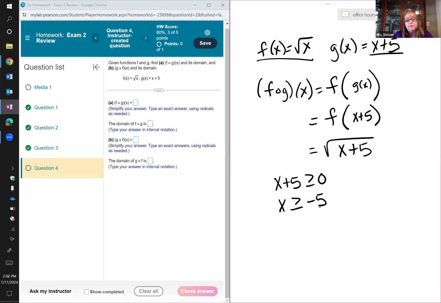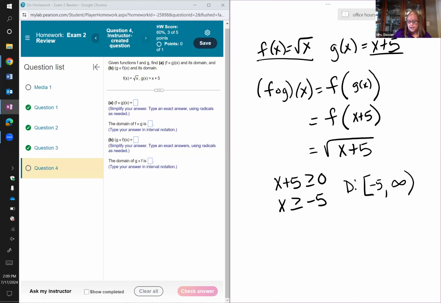Remember, we put our domain, though, in interval notation, which means anything from negative 5 and greater. And so we start with negative 5 because intervals are always smallest to largest. And so our domain is going to be negative 5. Notice it is included. It does have the or equal to. So we use a bracket, not a parenthesis. And so negative 5 all the way to positive infinity. Any value from negative 5 to infinity, including negative 5, will work in the domain of this function.